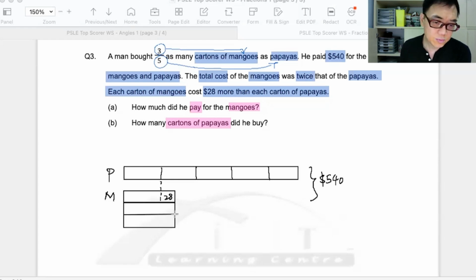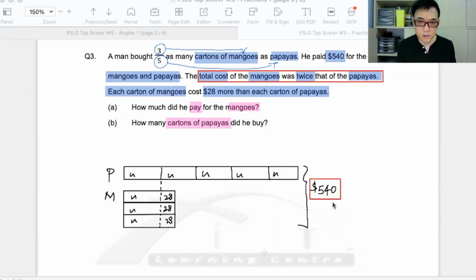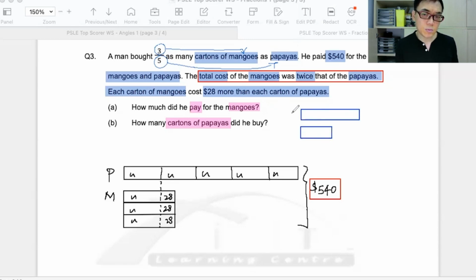I need to see your face. These are all units, and the total price is 540. Can you tell me 540? If I know that the total cost of the mangoes was twice of the papayas, and that's got to do with this, what should I do now? The total cost of the mangoes is twice of the papayas. Let me draw a separate model for you. If this is the cost model, this will be the mangoes, this will be the papayas, and this will be 540. Because the total cost of the mangoes is twice of the papayas.